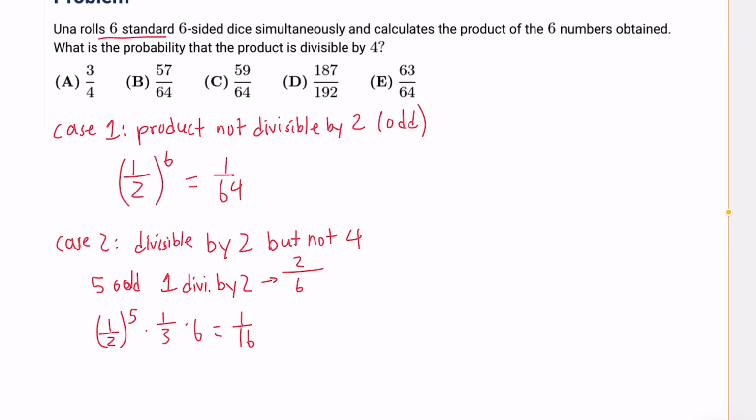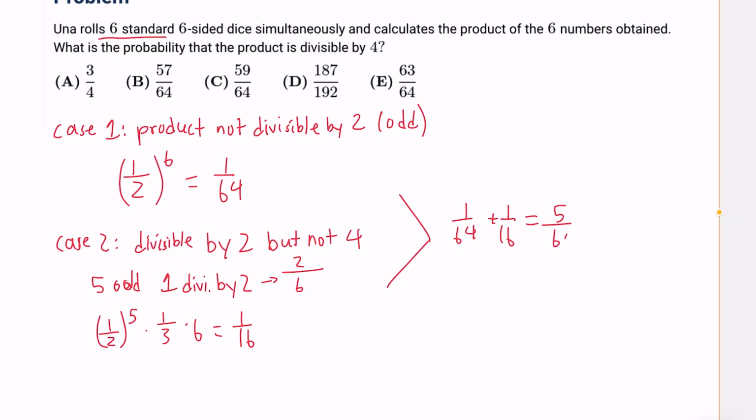And so the probability that it is not divisible by 4 is 1/64 plus 1/16, and that gives us 5/64. All we have to do now is subtract 1 minus 5/64 to get 59/64. So C is our answer, 59/64.